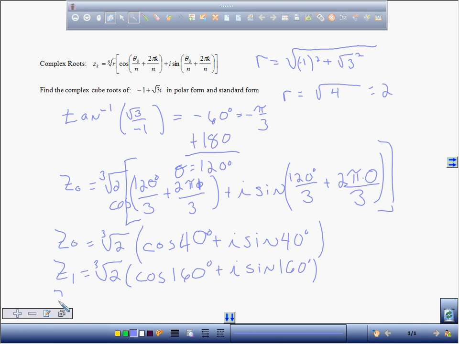So z sub 2, which is really the 3rd root, is going to be the same thing. The cube root of 2, cosine of 160 plus 120, which is 280, right? 280 degrees plus i sine of 160 plus 120, which is also 280 degrees.